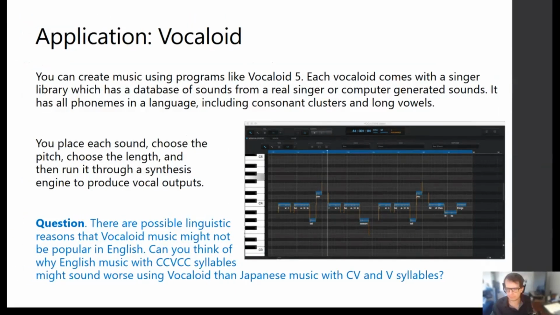Now, if you're only living in an English speaking world and you've never heard of this, I don't blame you. And there's actually probably a linguistic reason for why this type of music is not popular in English. And that's because it doesn't sound great in English. Some people have attempted to make English Vocaloid songs before, and if you compare them to, say, Japanese Vocaloid, which is very popular, there is a huge difference in intelligibility.